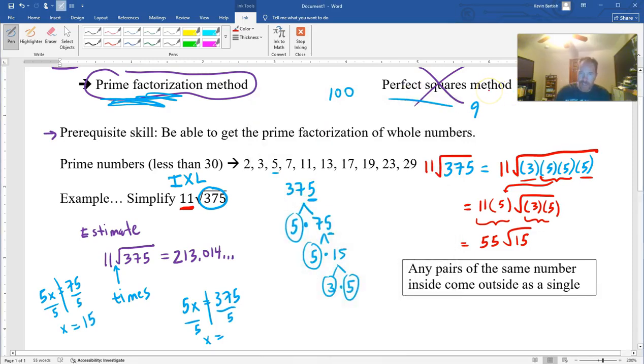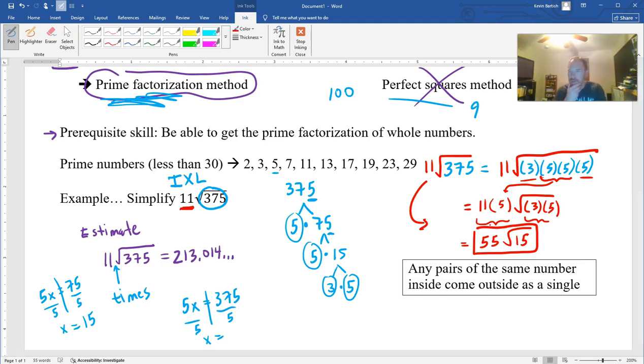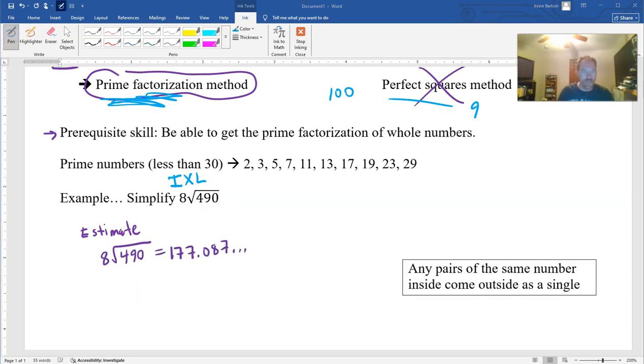All right, so again, something you might see on IXL, where they start you with a number outside the square root. You just hang on to that and deal with the square root, and in this case that 11. Once you figure out what's coming outside the square root, multiply it with that 11. Okay, we'll do one more. I think one more example for this video. So we're going to simplify 8 times the square root of 490.